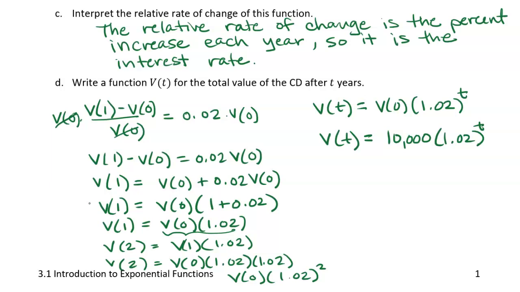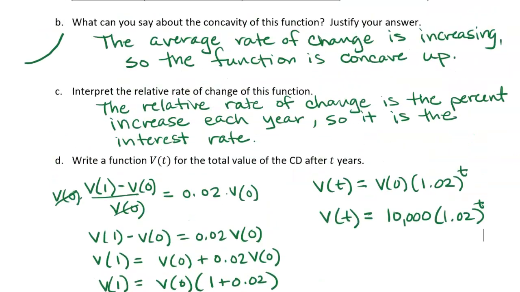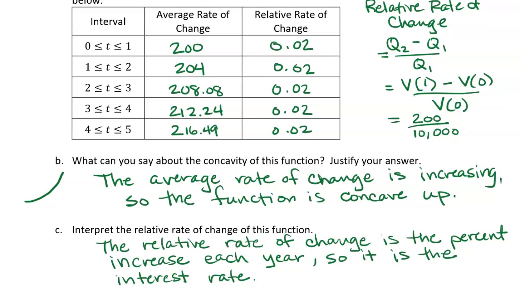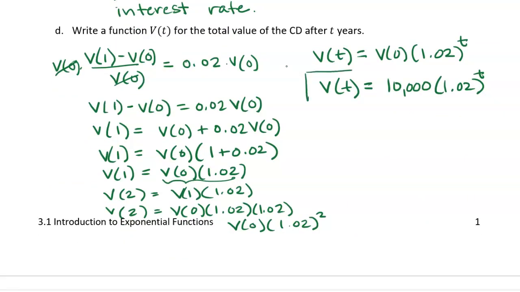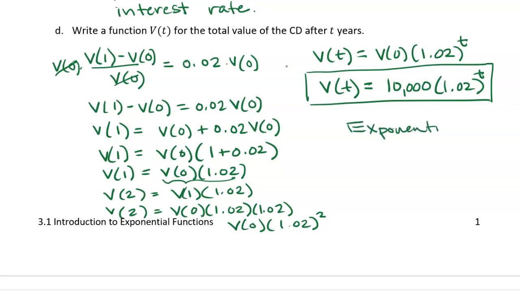You may have noticed that this is a case where we don't have a constant average rate of change, but we do have a constant relative rate of change. And that's what we're going to be talking about in this chapter: functions with a constant relative rate of change over a fixed time period. When we talked about linear functions, we saw that they had a constant average rate of change. And these new functions, which turn out to be exponential functions, you see that this is an exponential function because the variable is in the exponent. So that's why we call it an exponential function.